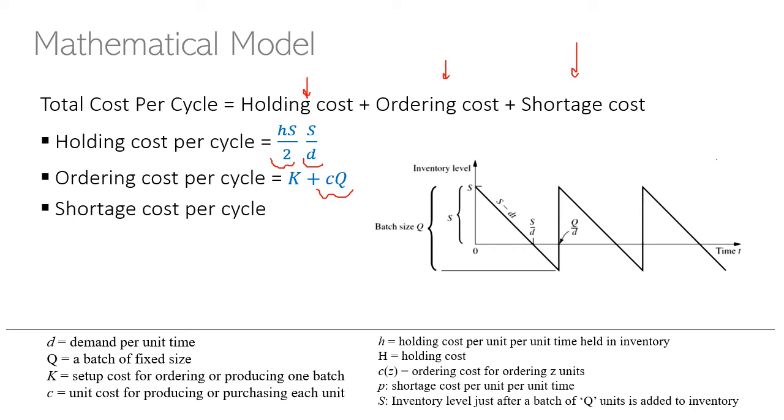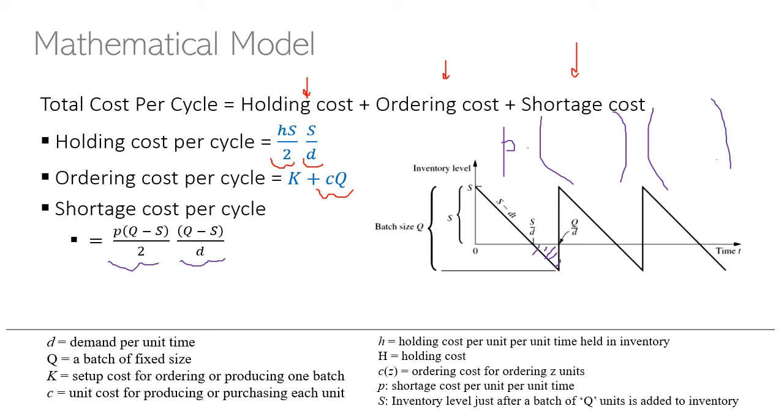Shortage cost per cycle. Now to find out the shortage cost per cycle, we will again focus on the purple portion of the cycle, and this is simply the product of those two quantities, p q minus s by 2 q minus s by d, and just as we saw in holding cost per cycle, we have p as the shortage cost per unit short per unit time. So we must multiply p by how many units were short for how much interval of time.